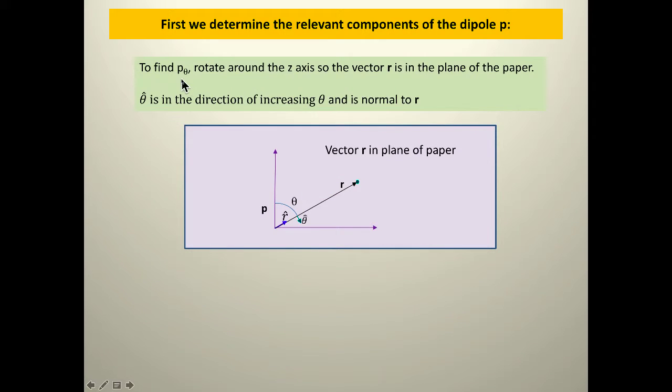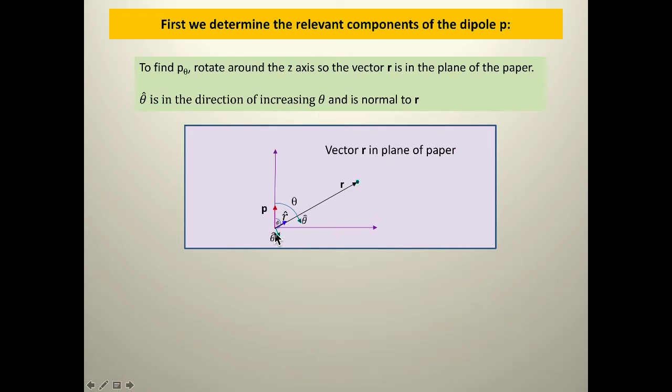So now to determine P theta, it's convenient to rotate the coordinate system around the z-axis. So the vector r is in the plane of the paper, so both P and r are in the plane. Theta hat is in the direction of increasing theta. So I've shown this little vector here as theta hat, and it's normal to the r vector.